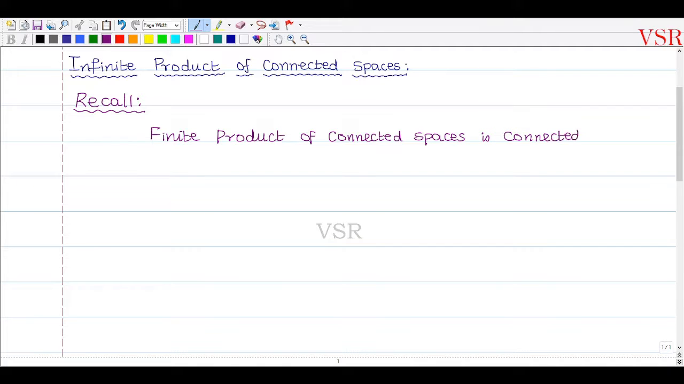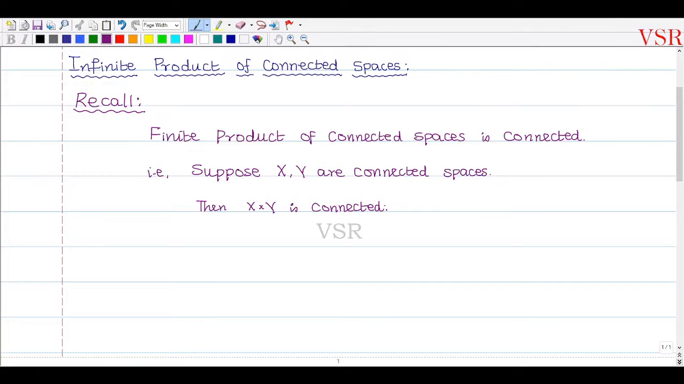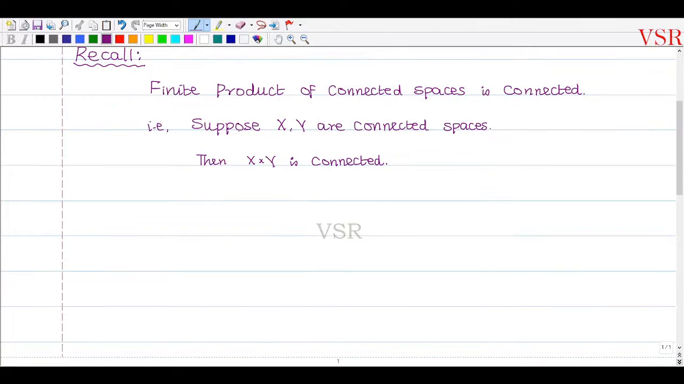We have already proved this, and of course it is very simple. What we did first: suppose X and Y are connected spaces. Then the product X cross Y is connected. We have proved this. And note that since it is finite, we can generalize.